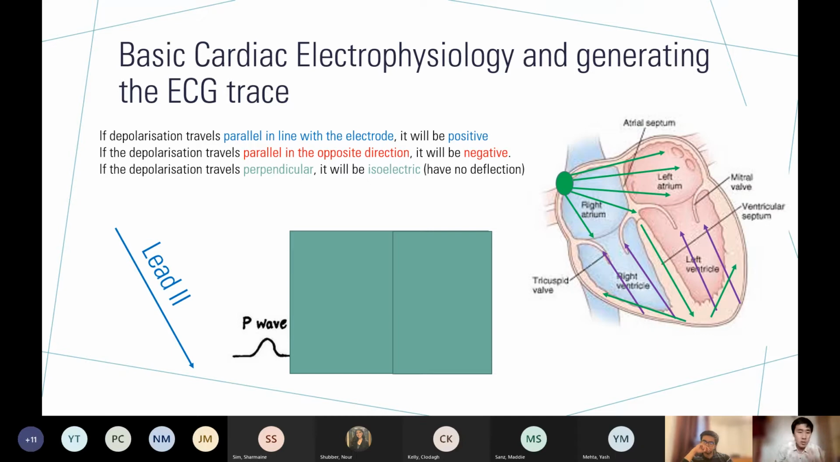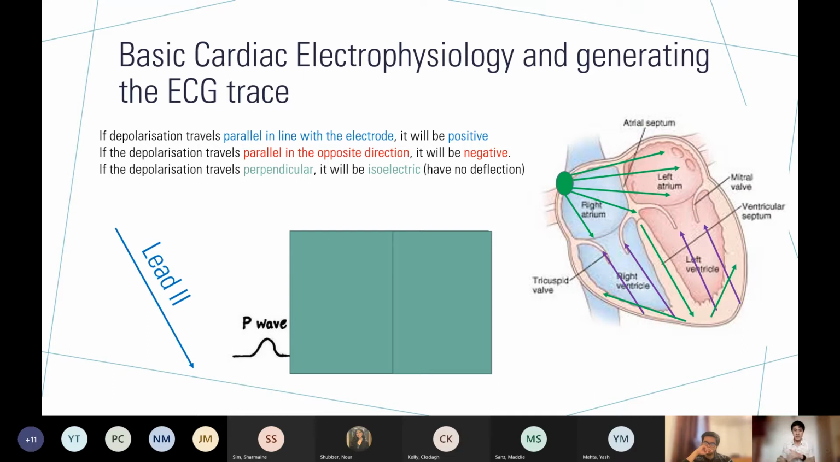Okay, so let's now consider how all of that movement in the heart actually gets translated into the ECG trace. The basic rules are: if the depolarization travels in the direction of the electrode, you're going to get a really strong positive deflection. If it's going in the opposite direction, it's going to be negative, below the trace. And if it's perpendicular, you're not going to see a reading at all, so it's going to be isoelectric.